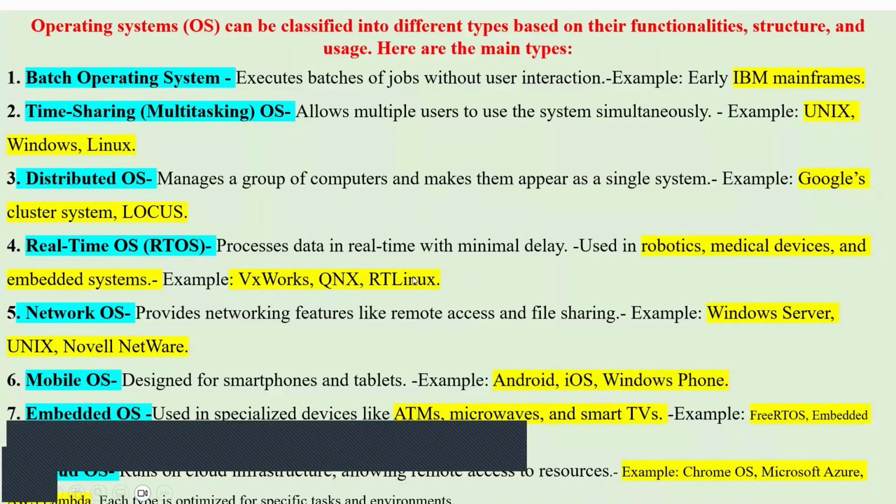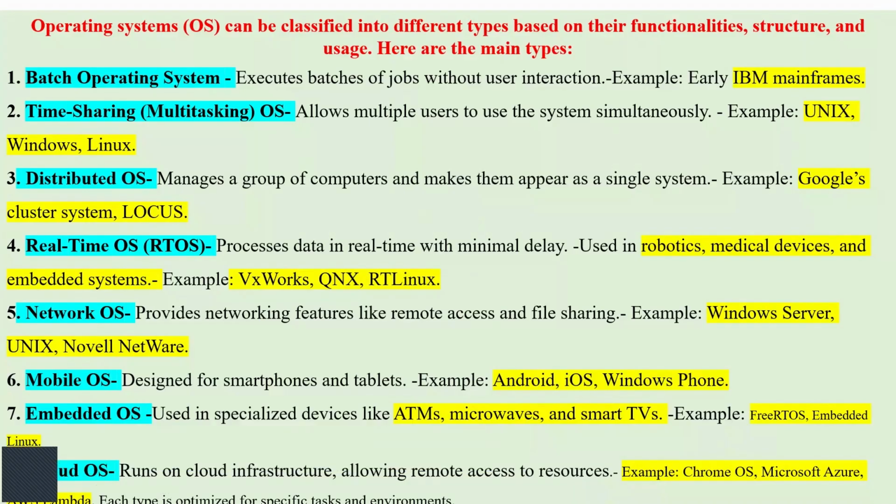Moving ahead, talking about operating systems, we would like to tell you that operating systems are classified as per functionality, structure, and usage. So we have basically 8 types of operating system. We have the batch operating system, which executes batches of jobs without direct user interaction. It was commonly used in early systems like IBM mainframes, where tasks were processed in groups, or we can say in batches.